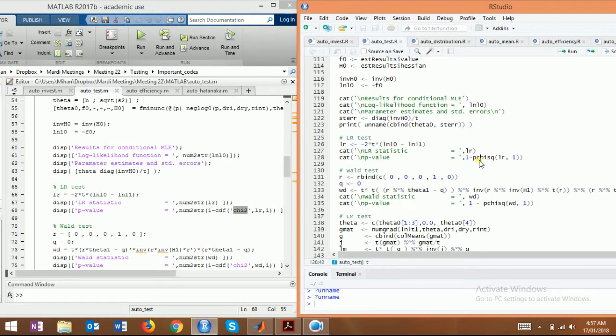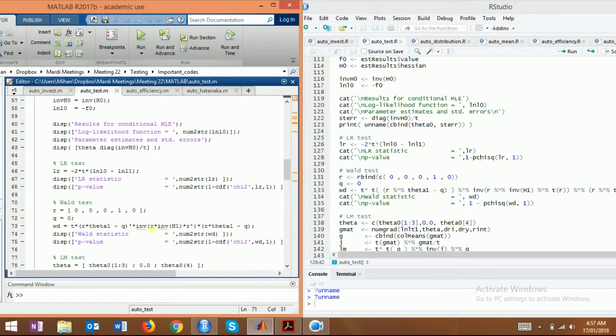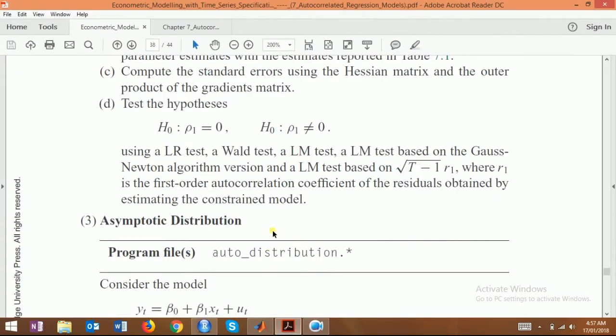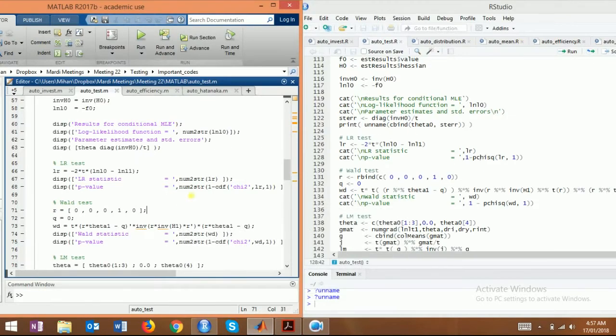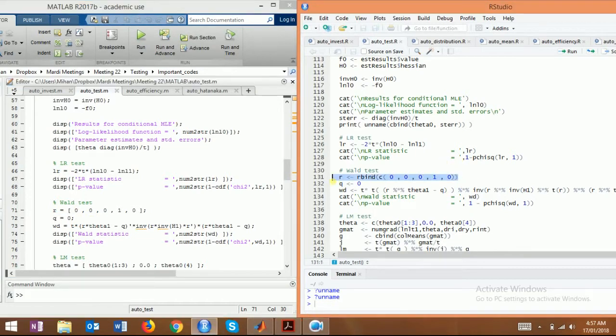Fine. LR test and then Wald test. We are constraining what? The autocorrelation coefficient, so we put 1, and we are checking whether the autocorrelation coefficient rho 1 equals 0 or rho 1 is not equal to 0. That's all. So q will be 0. This is rbind, this is coming in rows, so we do rbind, coming in rows. 0. Then basically these are different elements that we are presenting in rbind.